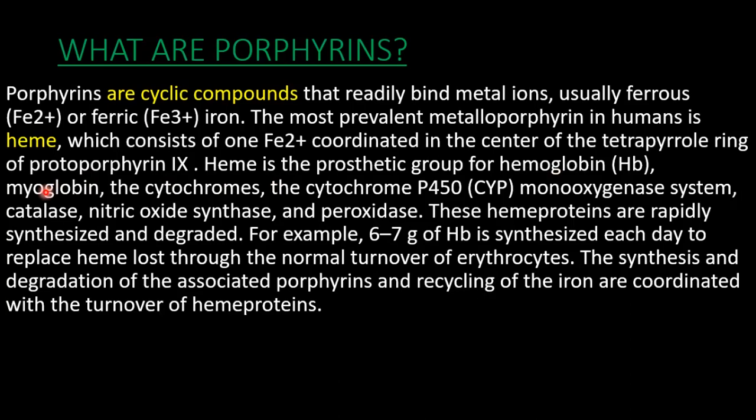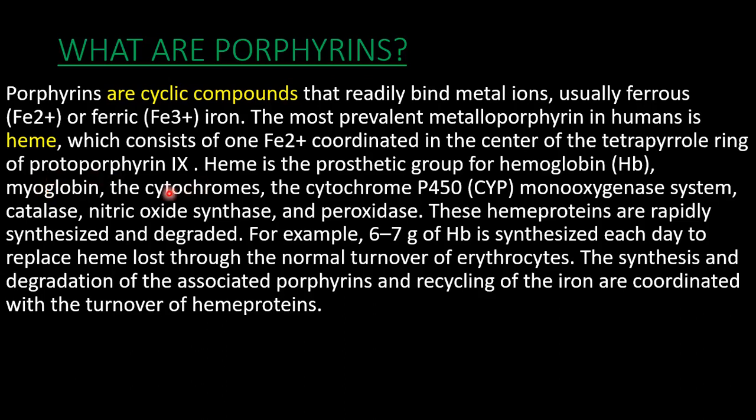Remember, we have some differences between hemoglobin and myoglobin. Hemoglobin is a tetramer, myoglobin is a monomer. Hemoglobin has alpha and beta chains, with the alpha chain having 141 amino acids. The beta chain has 146 amino acids, but myoglobin is a single polypeptide with 153 amino acids.